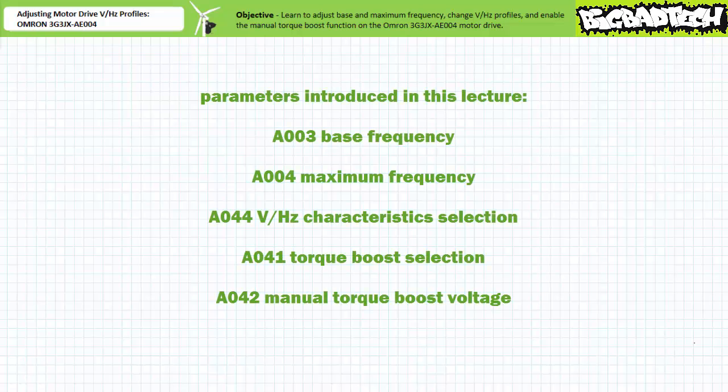Alright, that's about it for this quick applications exercise. We learned to change base and maximum frequency, as well as change volts per hertz profiles on the Omron 3G3JX-AE004 motor drive. We learned this particular motor drive has available 3 volts per hertz profiles: linear, reduced torque, and special reduced torque, as well as a 4th secret bonus torque boost function. Remember to review these concepts as often as you need to really drive it home. Imagine how well lab will go if you know what you're doing.